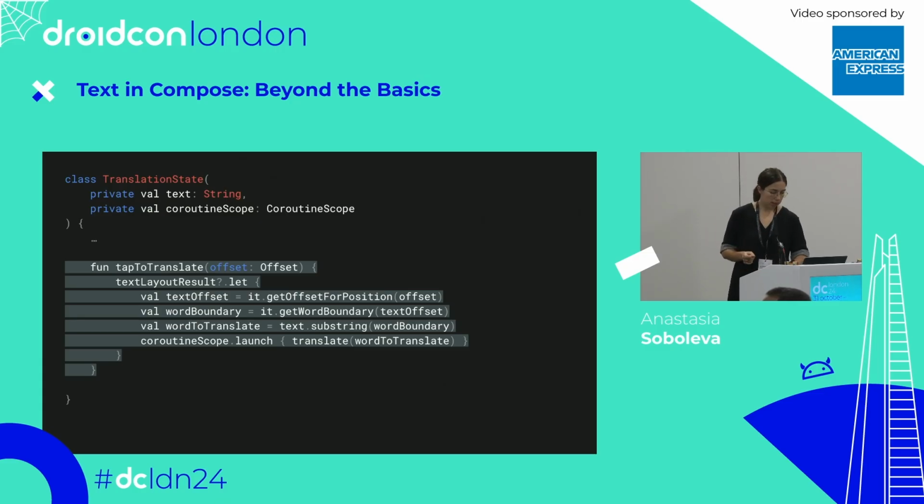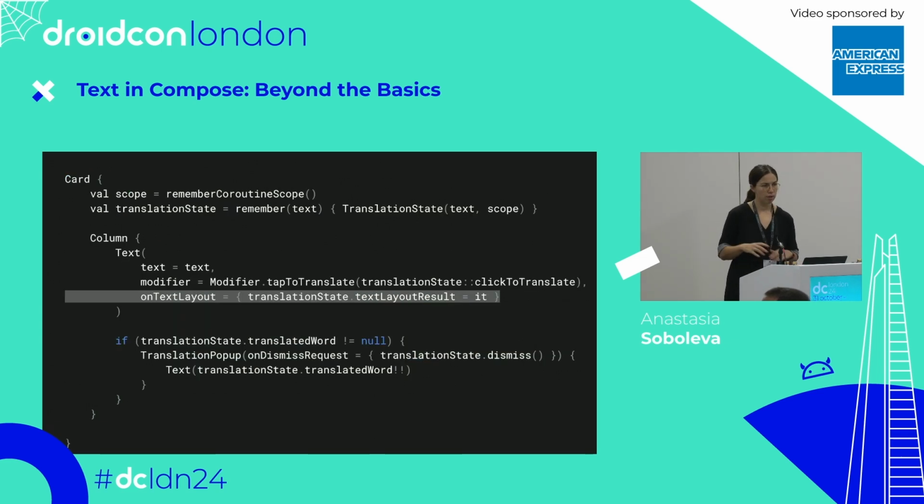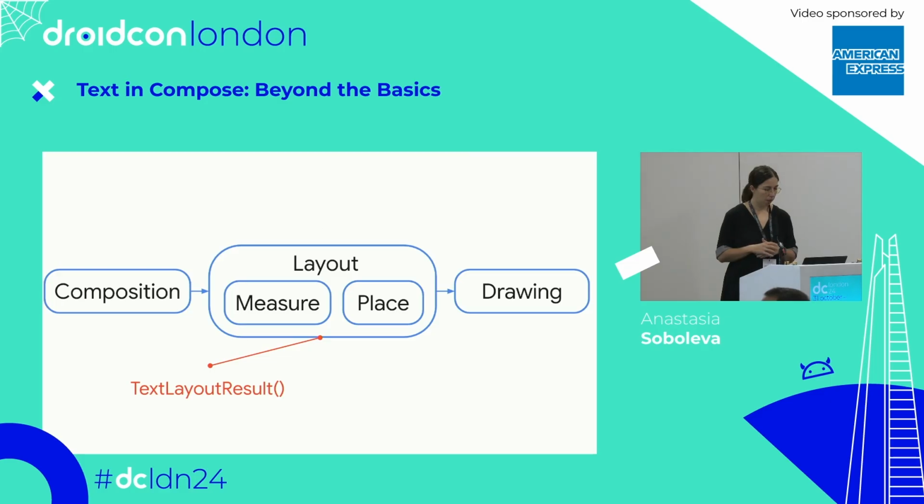One bit that needs to be done to make it work is that I need to actually set that text layout result. To do this, I do it inside the onTextLayout callback inside the Text composable. And so we are done implementing this sample.